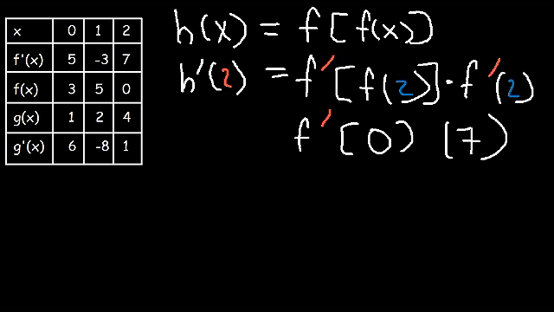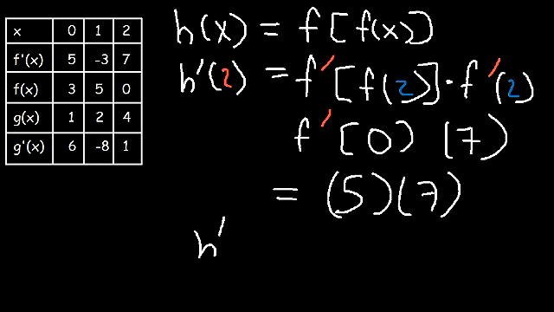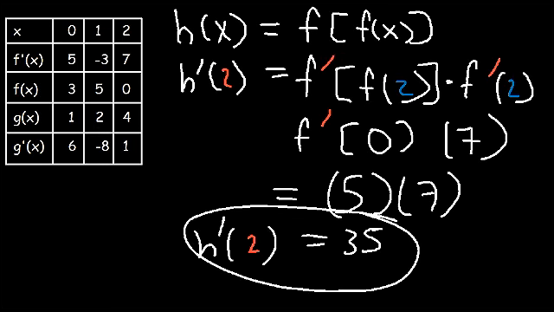So now we've got to find out what f prime of 0 is equivalent to. So when x is 0, f prime of x is 5. So we can replace this with 5. So it's 5 times 7. Therefore, h prime of 2 is equivalent to 35. So that's the answer for this one.